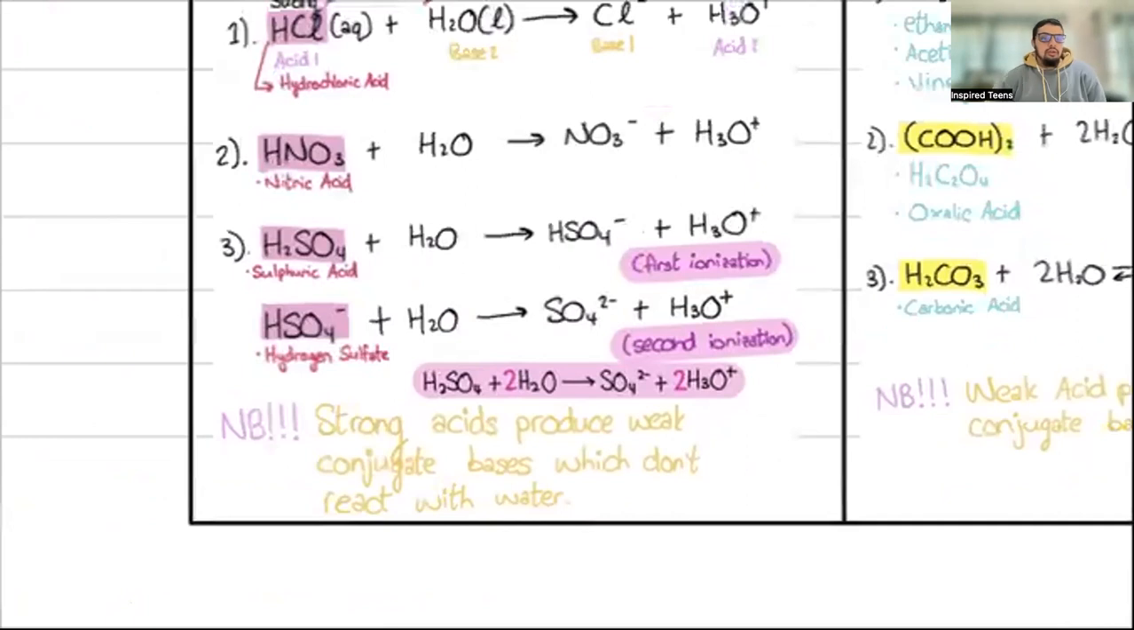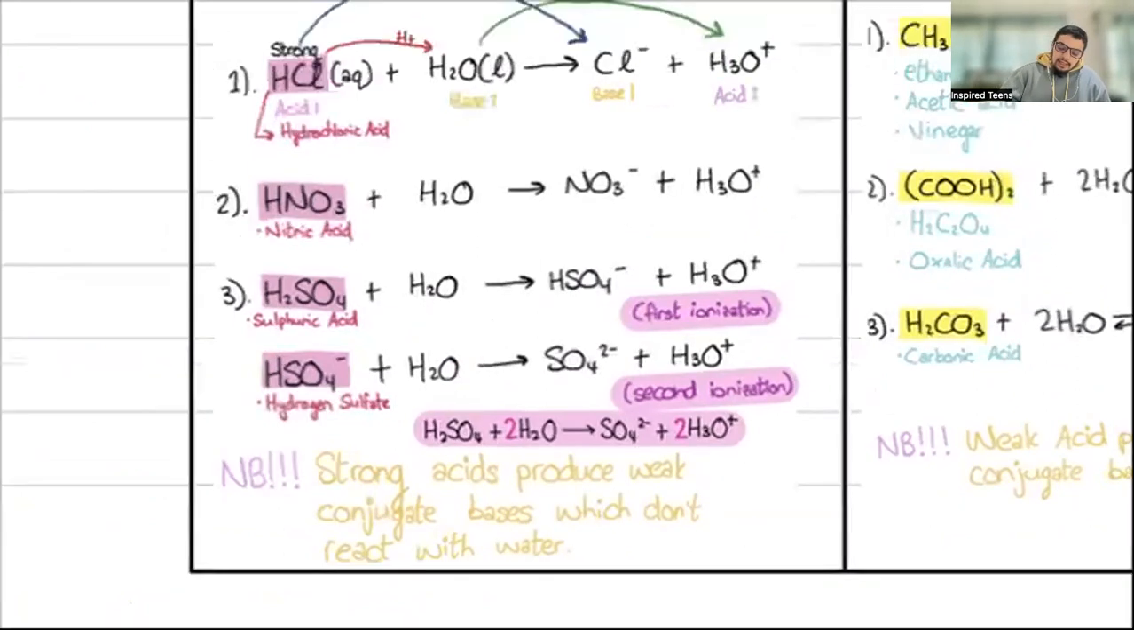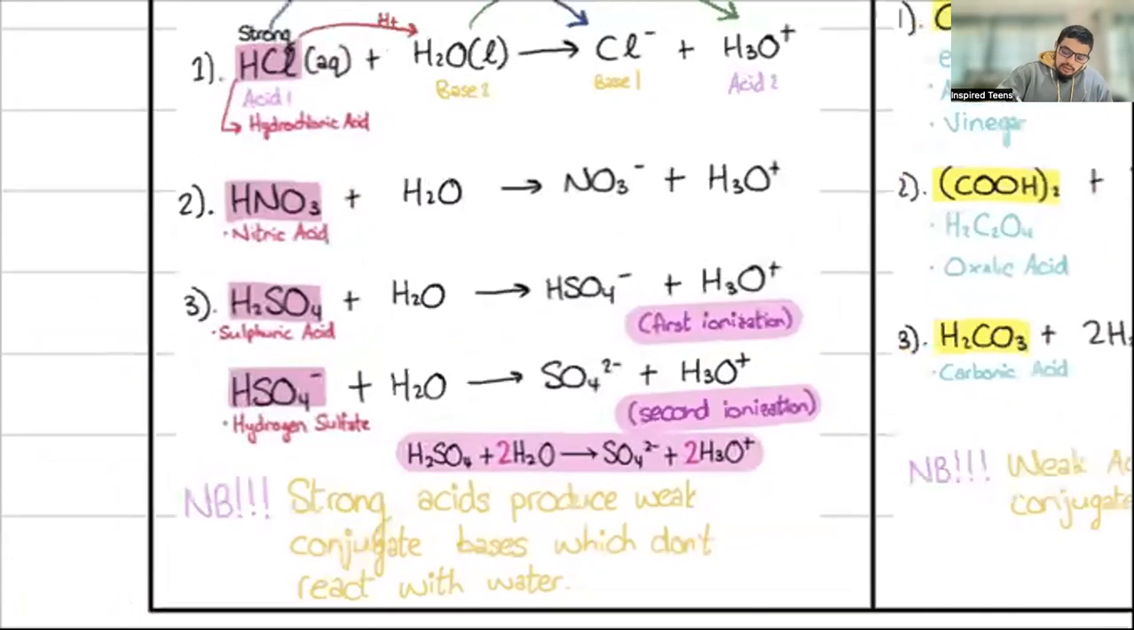Okay, this important concept is written screaming at us here: strong acids produce weak conjugate bases which don't react with water. We'll come back to that, but for now, just keep it in mind. Strong acids produce weak conjugate bases. So what that essentially is telling us is that here we have a strong acid, HNO3, nitric acid, is a strong acid. Its conjugate base is NO3 minus.